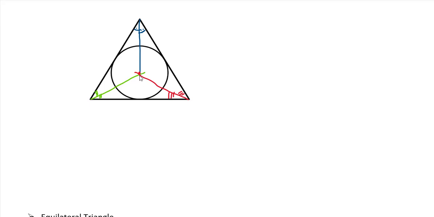If we drop a perpendicular from this point to any of the sides of the triangle and take that as the radius and this point as the center and draw a circle, then this circle will be tangential to all the three sides of the triangle and it will be called the incircle. The radius of such a circle is called the inradius.